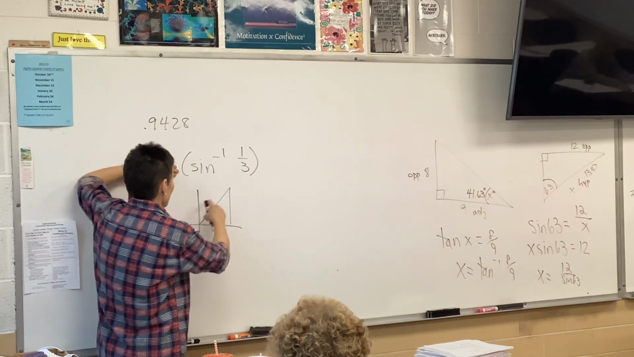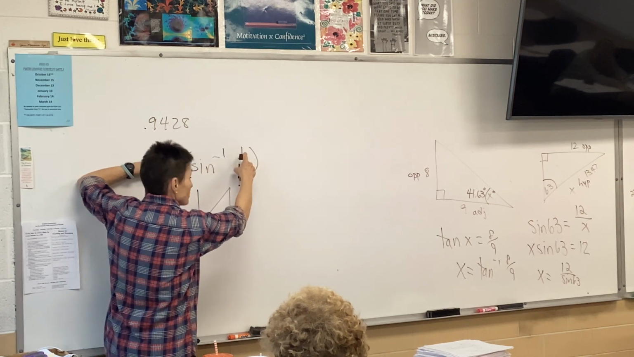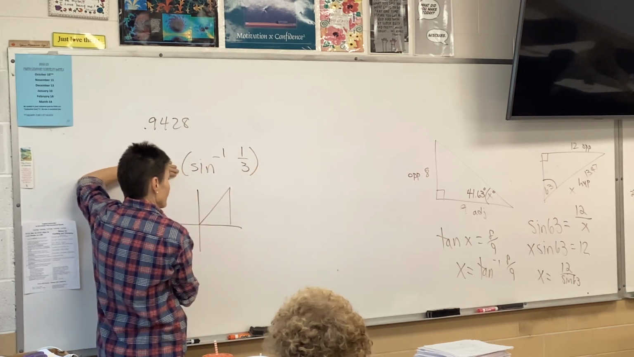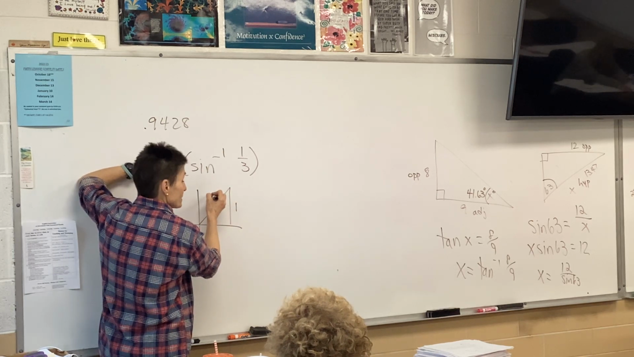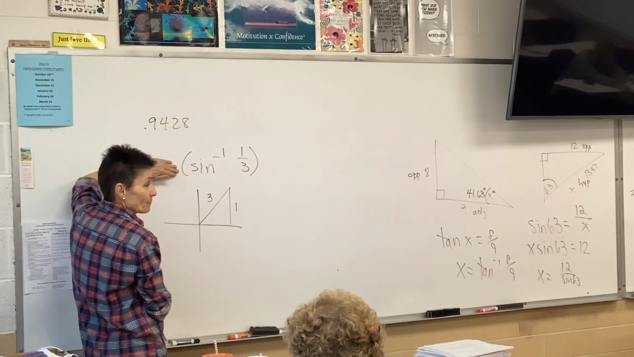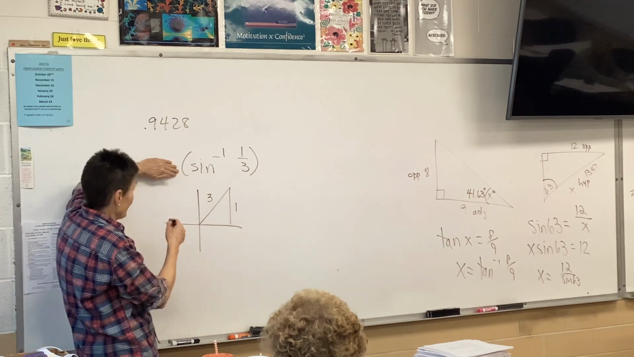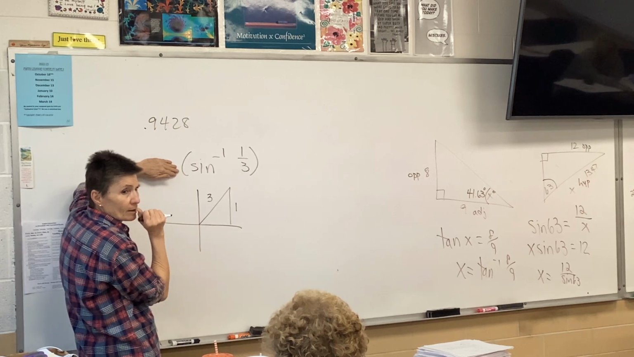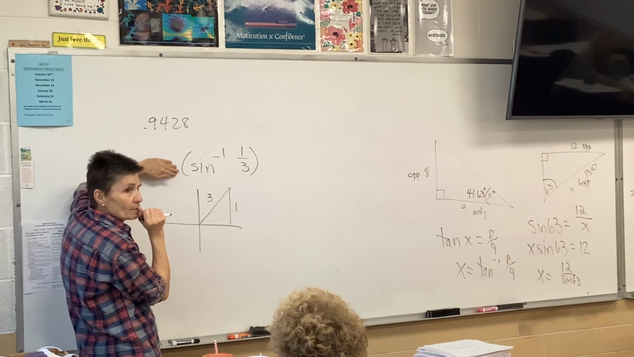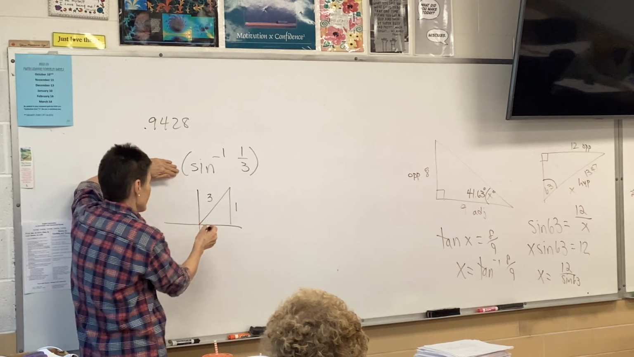Now, what do I know about this triangle? I know the sine is 1/3. So what's the 1? What's the 3? 1 is opposite, 3 is hypotenuse. What do we always do, every time we end up with something like this, what do we always do next? Find the other side using the Pythagorean theorem.